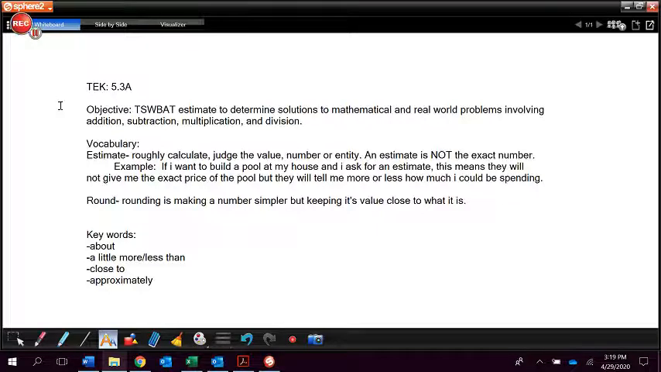Now keywords, just like in our other lesson, these are words that tell you more or less that you're going to be estimating. So when you see the keyword about, or a little more, or less than, close to, approximately. Again, these are not all the words, but they're just some of the common words that you see in word problems, and they're words that help us know that we are going to be estimating. Go ahead and make sure you write these notes down in your notebook, guys, in your scratch paper, and you may resume with the video as soon as you're done writing.